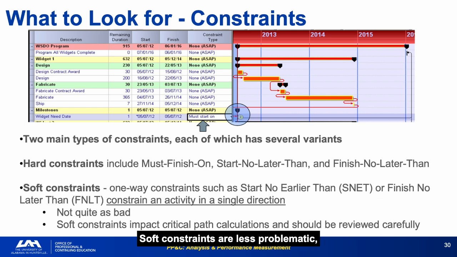Soft constraints are less problematic but still impact critical path calculations and should be reviewed to verify they are grounded in real program requirements rather than scheduling convenience. Excessive hard constraints in a schedule are a warning sign. They suggest the scheduler is managing the appearance of the schedule rather than the integrity of it.